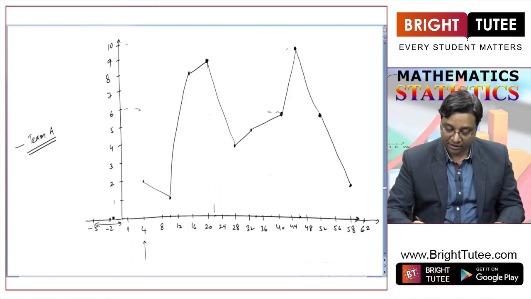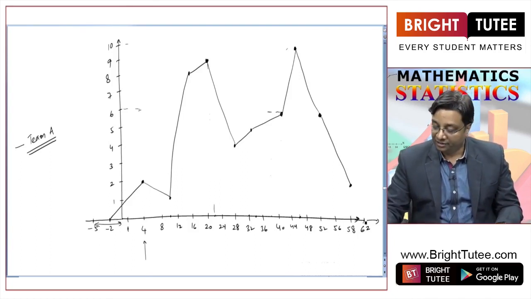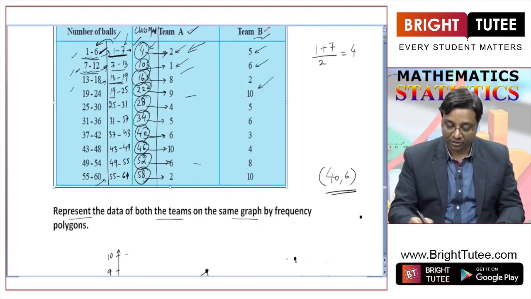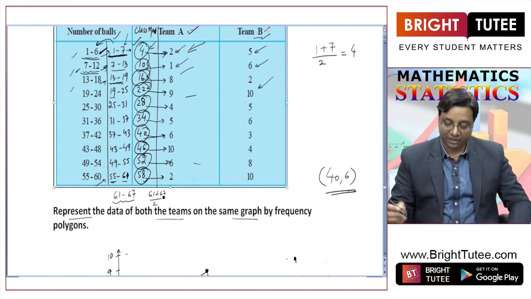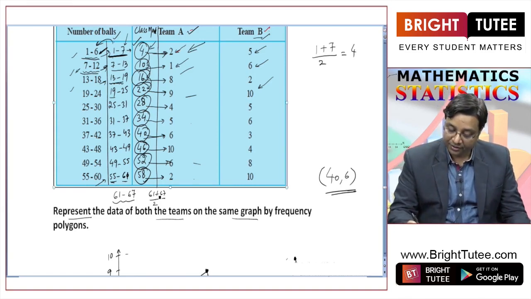So I'll join this -2 with this point to complete my frequency polygon, and I'll require a class after this also, that is 55 to 61. Then I require 61 to 67, and the midpoint here will be 61 plus 67 divided by 2, which will be 128 by 2, that is 64.